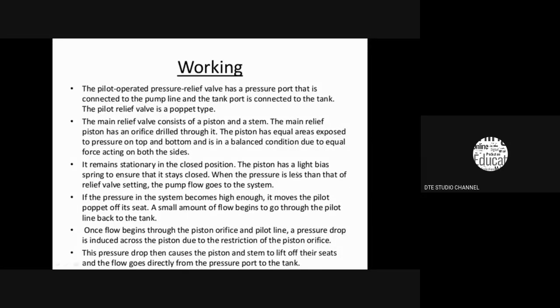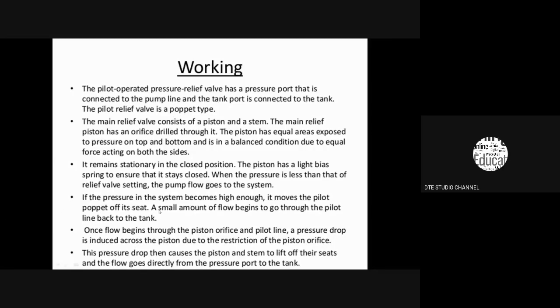The piston has a light bias spring to ensure that it stays closed, because the spring force is adjusted to the required pressure. That's why the poppet is closing the pump port. When the pressure is less than the relief valve setting, the pump flow goes to the system. Because pressure is within the limits, as usual the tank port is closed, and the fluid is flowing through the system.